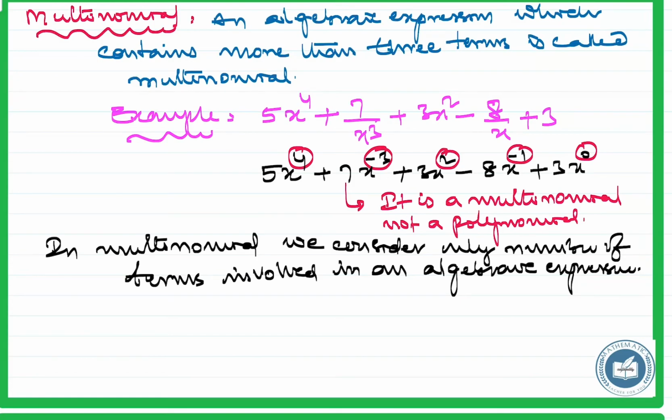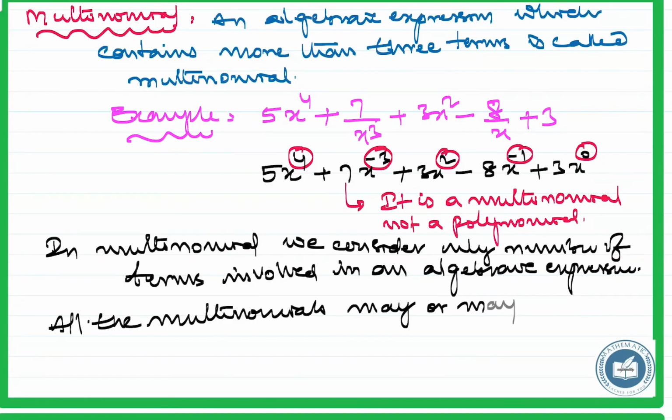Next, already you know that all the multinomials may or may not be polynomials. So that is the basic difference between polynomials and multinomials.